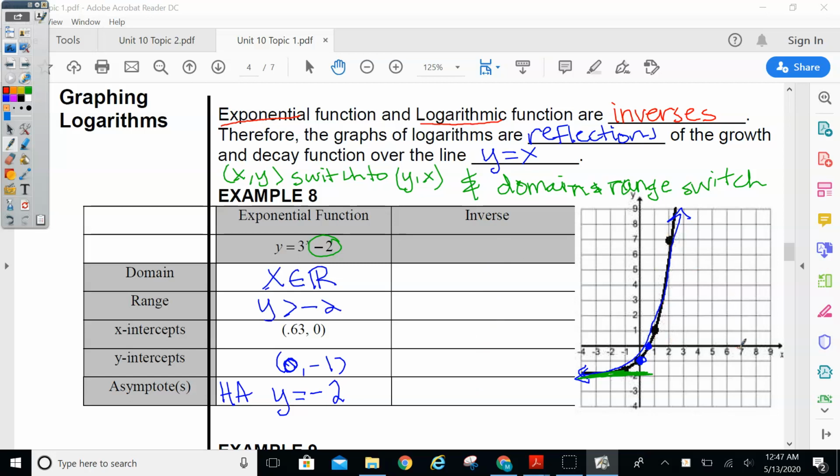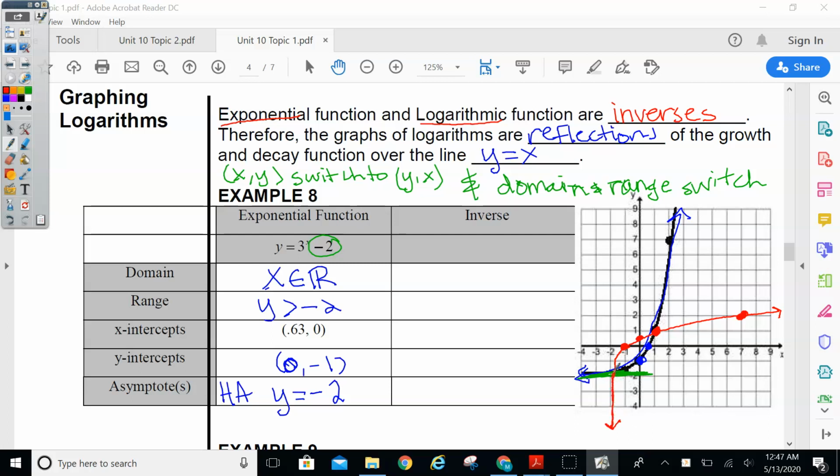Okay, so this point is at (2, 7). So when we flip it around, it's going to go to (7, 2). This point is at (1, 1), but when we flip (1, 1), that stays (1, 1). This point is at (0.63, 0), so when we flip it, it's going to be (0, 0.63), somewhere around here. (0, -1) flips to (-1, 0). And then whatever that number is, I mean, this is good enough right here. Right, so this kind of arches out this way. Because this went horizontal at -2, this one's going to go vertical at -2 this way.